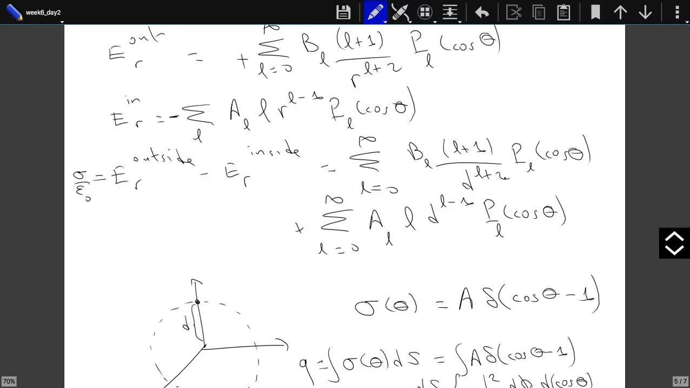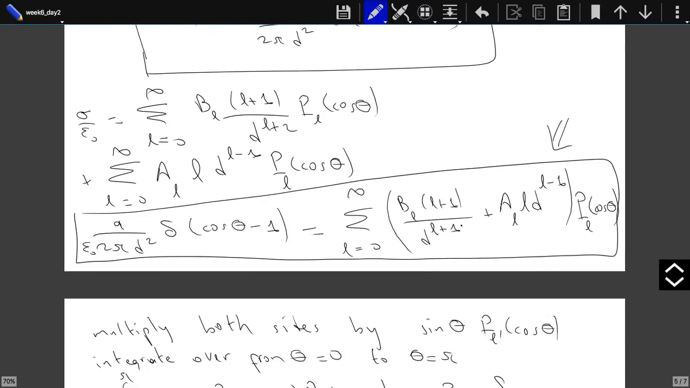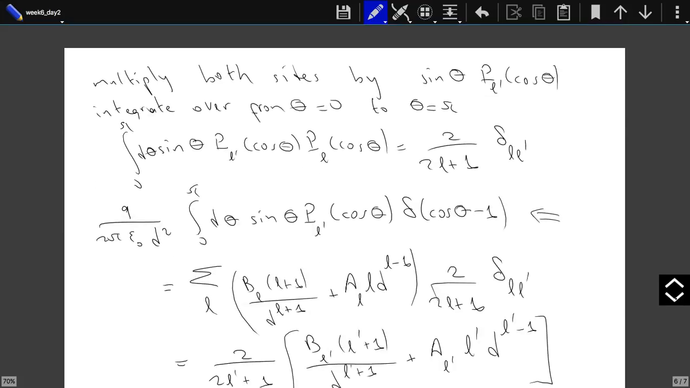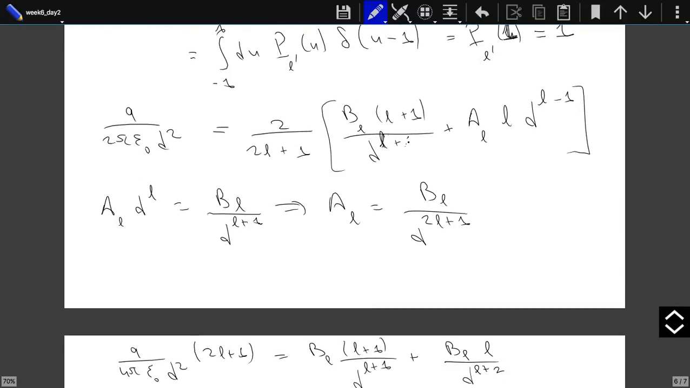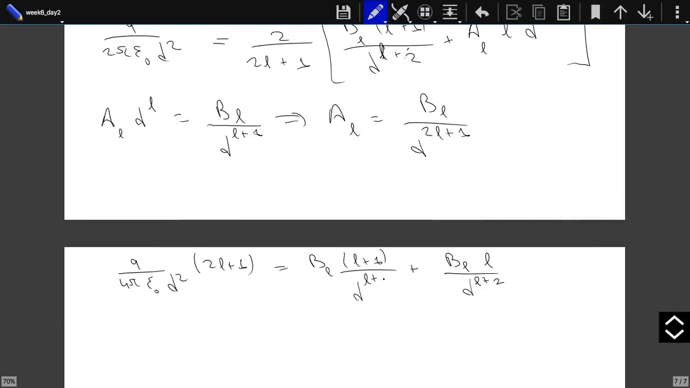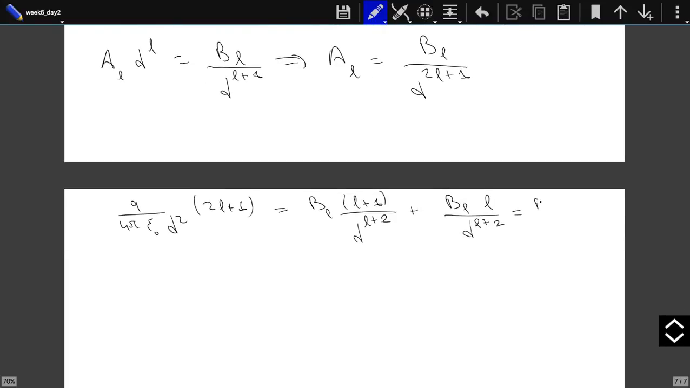Well, I made a mistake here. Remember, this is 2. So this is not 1, this is 2. So all these are 2. Otherwise, the units wouldn't have matched. So that's why I saw that there was a mistake somewhere. Now we can just combine. This is equal to BL times 2L plus 1 divided by d to the power L plus 2.